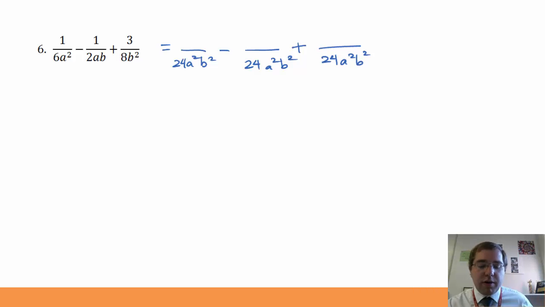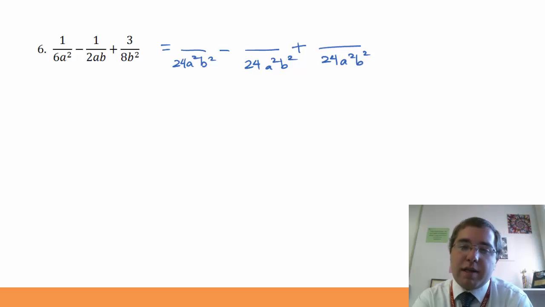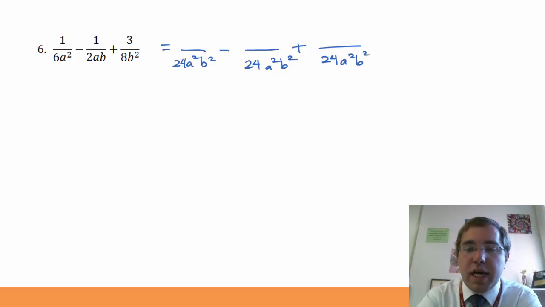So now we need to multiply the numerator of our fractions by the term that we would multiply the denominator by in order to get that to be 24a squared b squared. So what did we multiply 6a squared by to get 24a squared b squared? Multiply the 6 by a 4, and then we need to multiply by a b squared as well. So if that's what we're multiplying the denominator by, we need to multiply the numerator by the same thing. So 1 times 4b squared is just 4b squared.